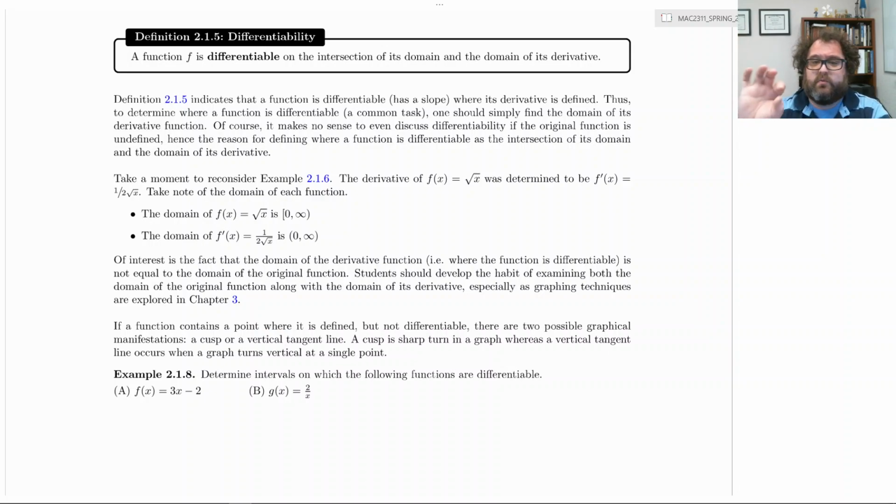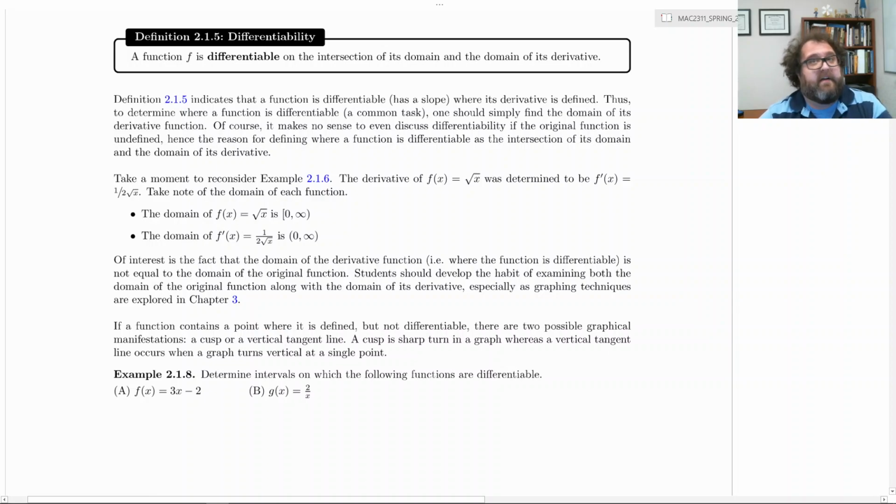We were finding the derivative of square root x. Now let's think about the function square root x. Square root x has a domain of nonnegative numbers. So in interval notation, that's 0 to infinity with a bracket on the 0, indicating that 0 is a part of the domain.